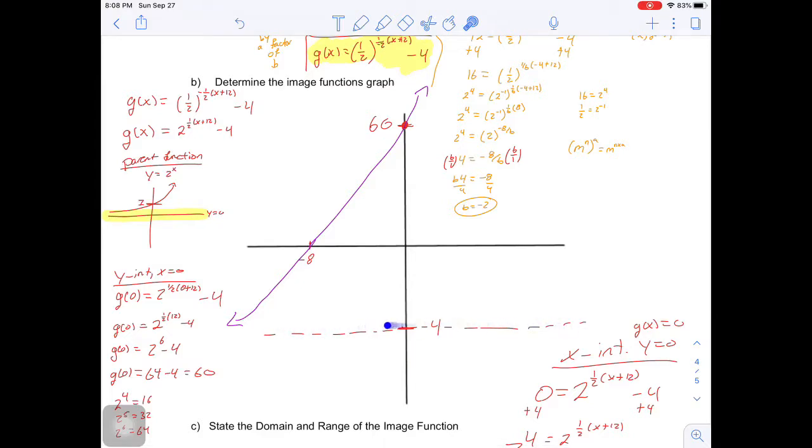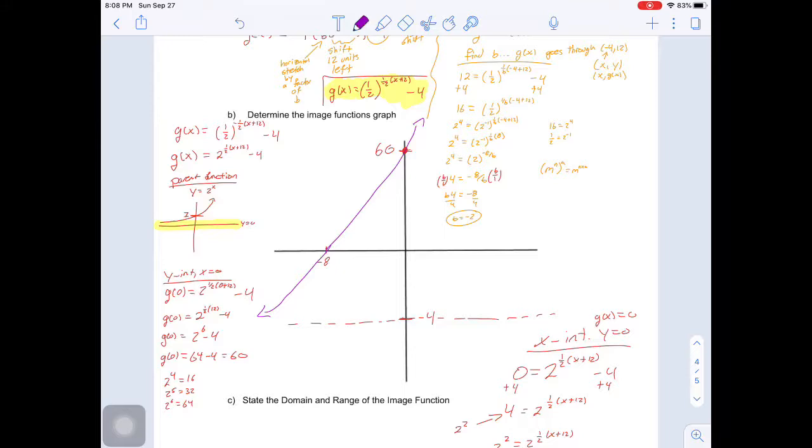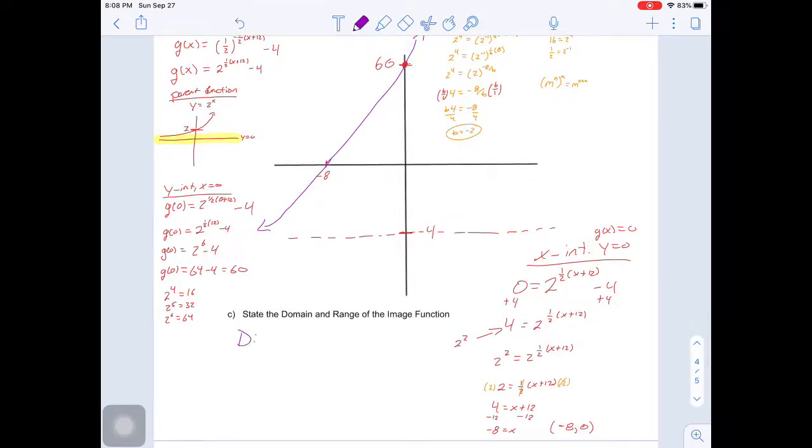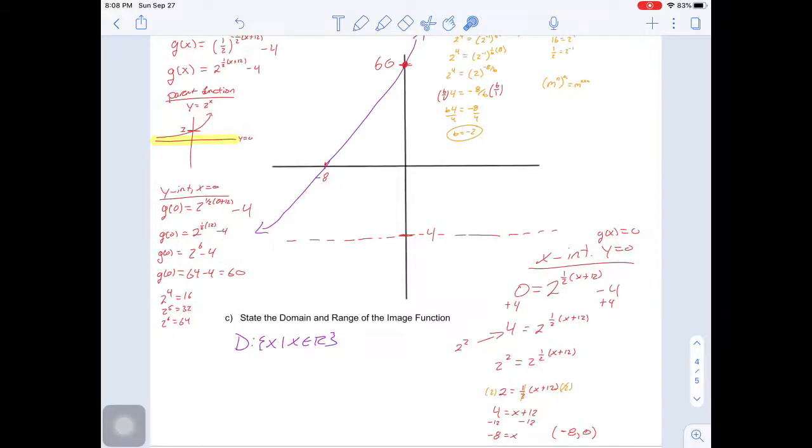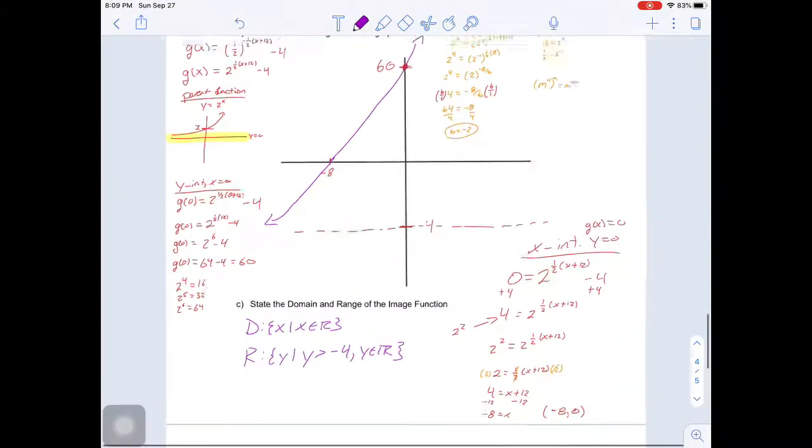And remember, the biggest thing is we found this asymptote really easily because it's just our vertical shift from our parent function. And we also know the domain and range of this function. The domain has not changed. X is still any number, right? This goes on forever and ever, left or right. But the horizontal asymptote has changed our range. So our y value has to be greater than -4. Remember, it can never equal it because it's just approaching -4 forever and ever. So there is your domain and range.